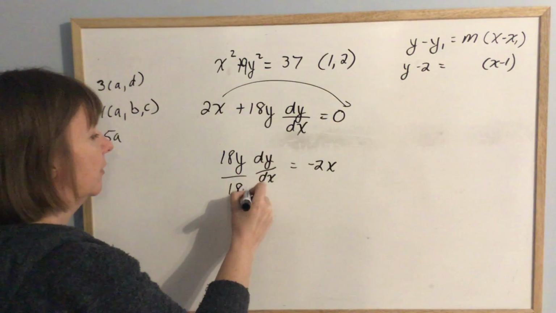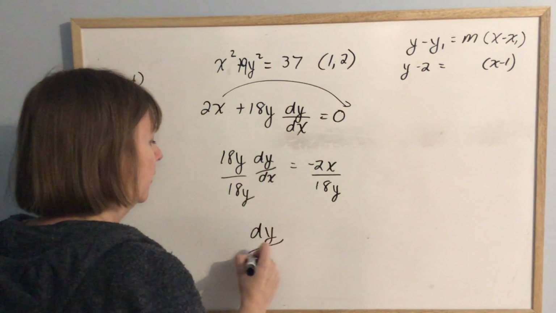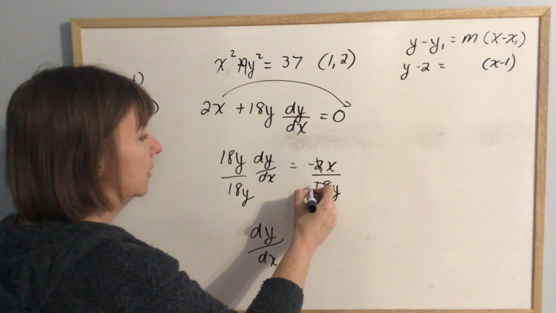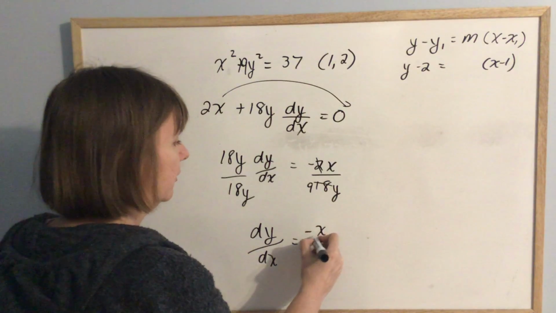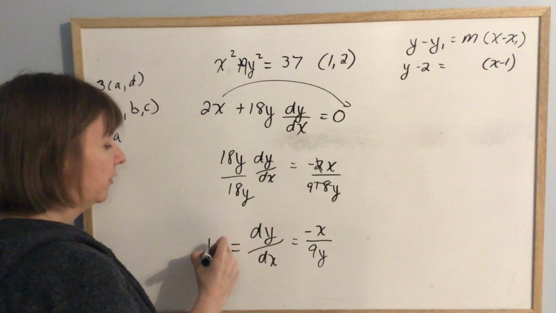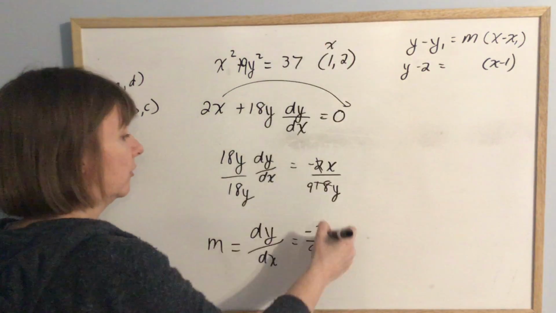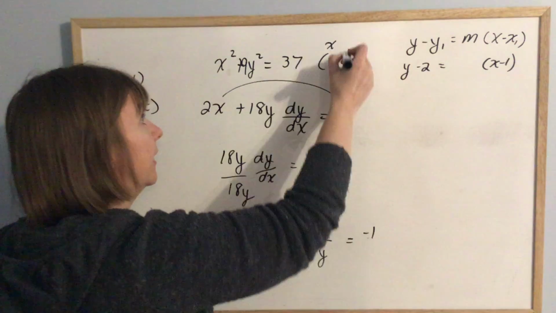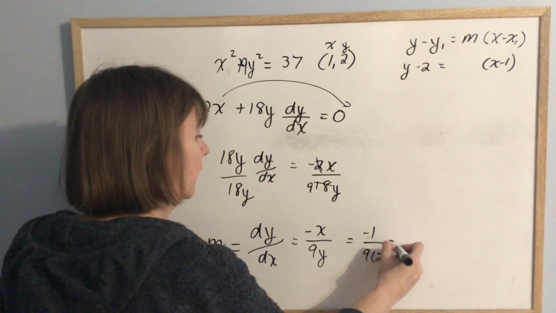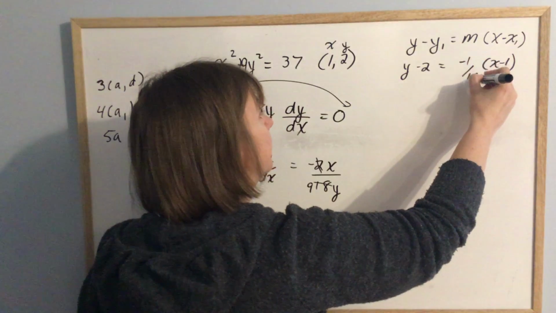So I'm going to divide this side by 18y. I'm going to divide this side by 18y. So I have dy over dx. This would be negative x over 9y. So that is my formula for figuring out the slope. Now I have an x, it's 1. And I have a y, it's 2. So my slope is negative 1 over 18.